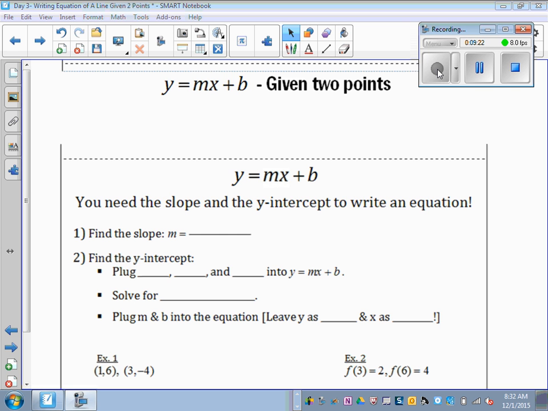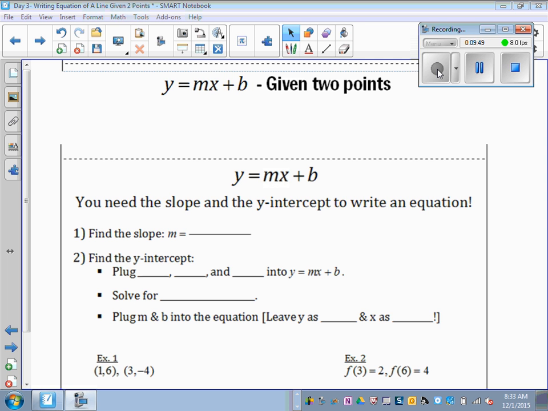So today we're going to talk about how to write the equation given 2 points, and then given a perpendicular line and a point. So first up, the yellow sheet, given 2 points. Alright, again, we start off with y equals mx plus b. You should have this thing memorized by now. We've preached at you a million times. So for y equals mx plus b, you need the slope and the y-intercept to write an equation.